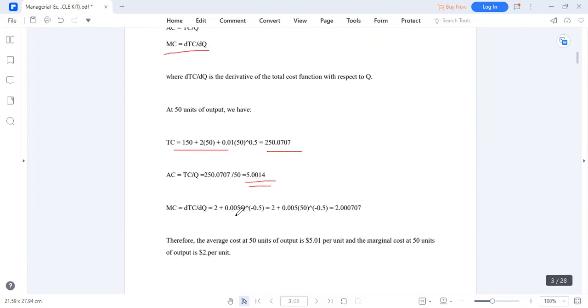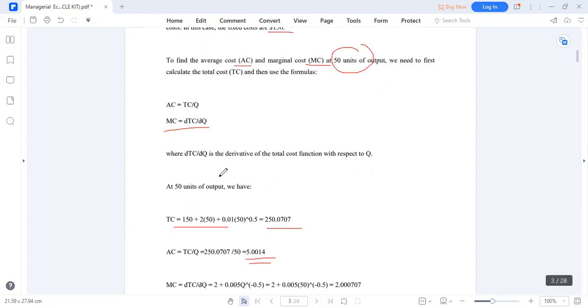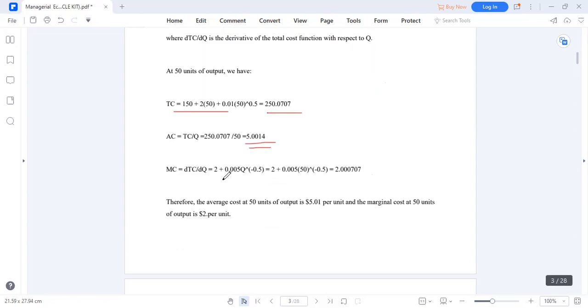The TC over the Q. Here, our 150 falls out. Then 2Q becomes 2. Then here we have 0.05 Q to the power negative 0.5. Then it's now substituting in each function the value of Q, which is 50. We're going to find the marginal cost as 2 units. So average cost at 50 units is 5. Marginal cost at 50 units is 2. That is how you compute it.